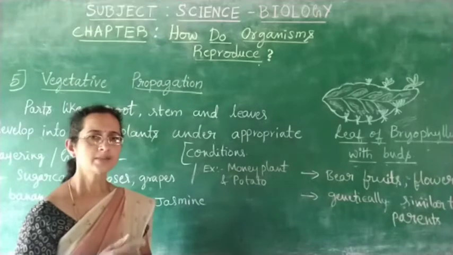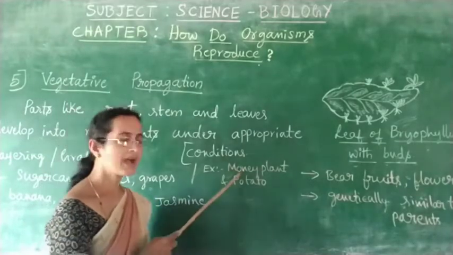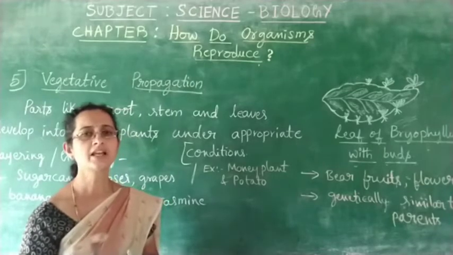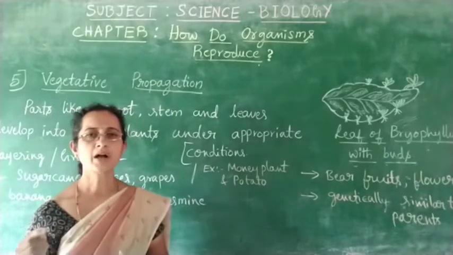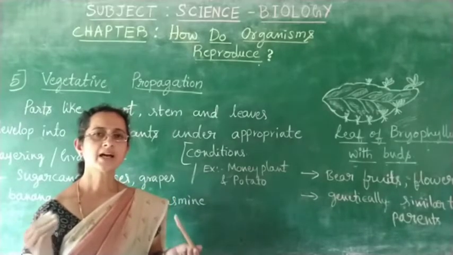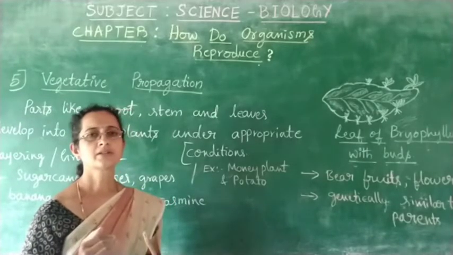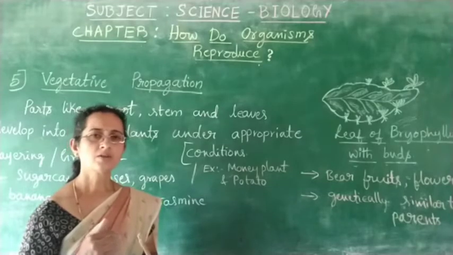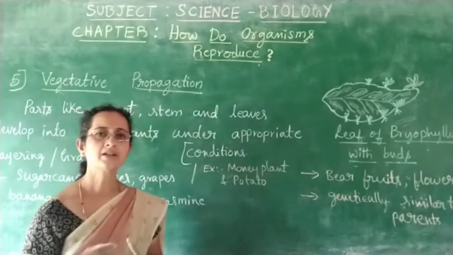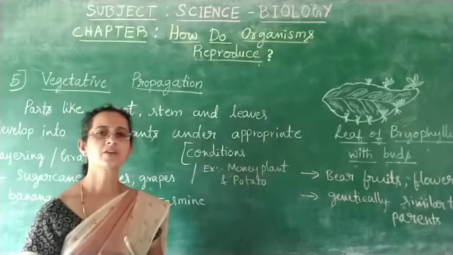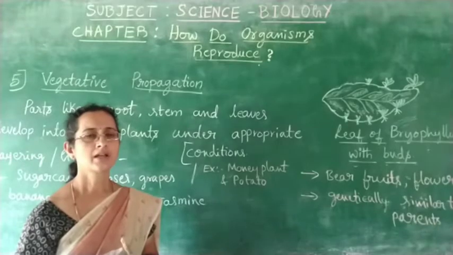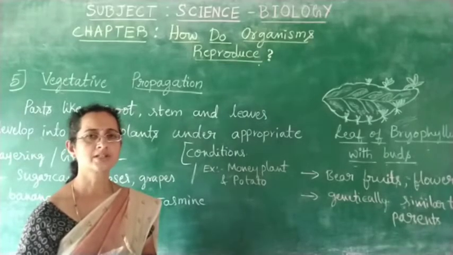Similarly, when you take the money plant, you take a part of the money plant with a leaf and a part of the money plant in between two leaves, and both are kept in water. You can notice that later, the part of the plant which has the leaf has developed into a new plant with a nicely grown shoot system.